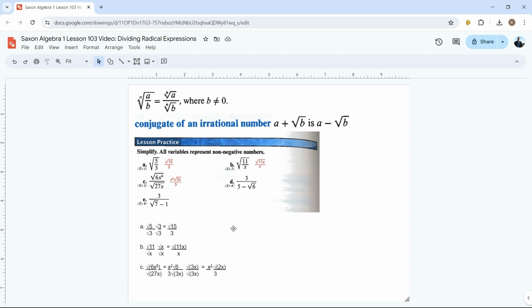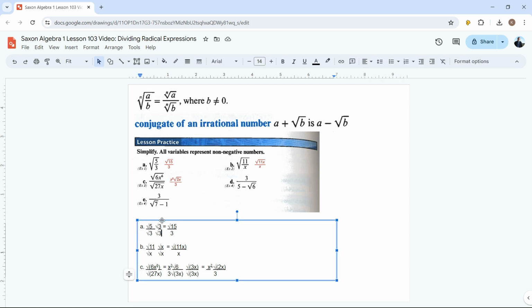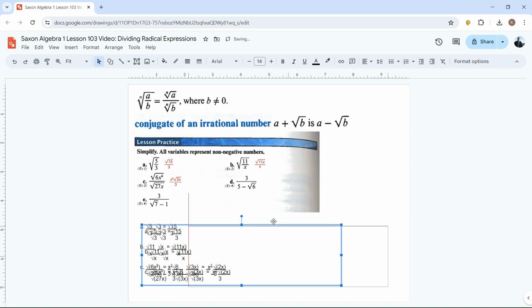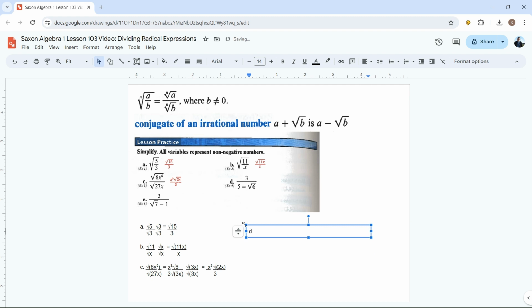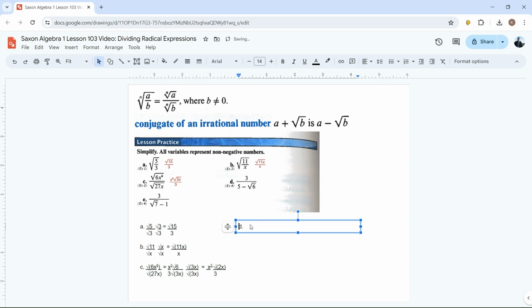Let's take a look at letter D. In letter D, we are going to have to do something really fancy to get rid of the square root in the denominator. That's not just a normal square root in the denominator like we've been dealing with so far, because that one has a minus sign in it. What am I going to do with one that has a minus sign in it like this? Well, let's just take a look at what we're going to do here.